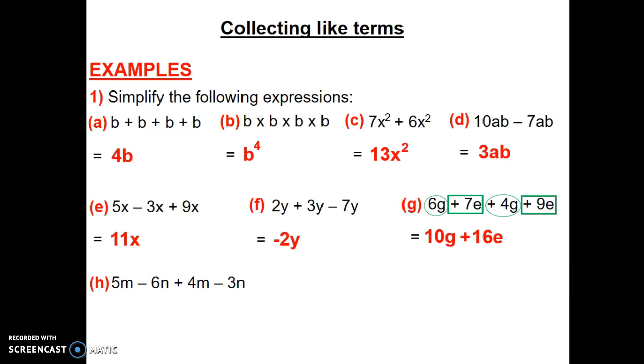So we're going to just add them up straight away. 5 add 4 will give you 9. Therefore, your answer will be 9m's. First part's done. The second part, you got minus 6n minus 3n.